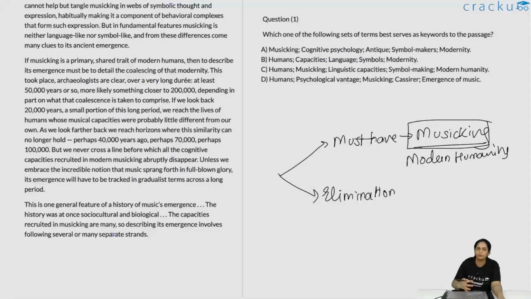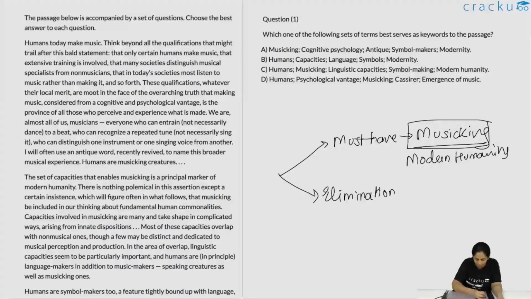Apart from that, I'll go through the options and say that okay, this is not really an important term, and then we can find out okay, this is not really a correct option. So let's take a look at the options. First option, musicking is there. Cognitive psychology is there. Cognitive psychology is discussed in terms of a cognitive and psychological viewpoint.